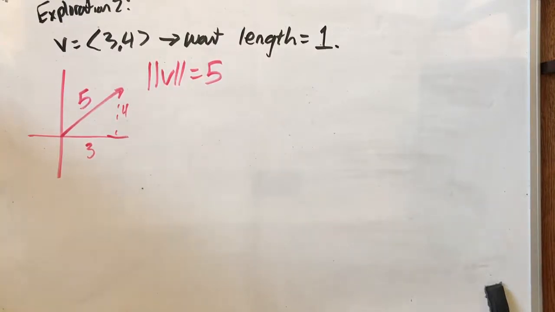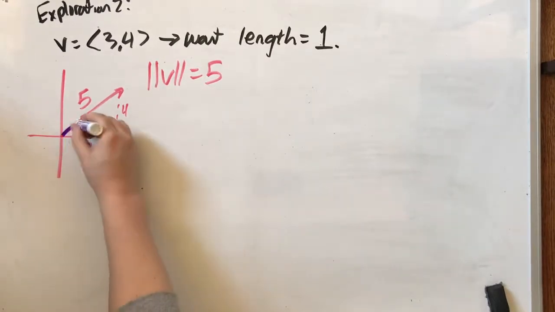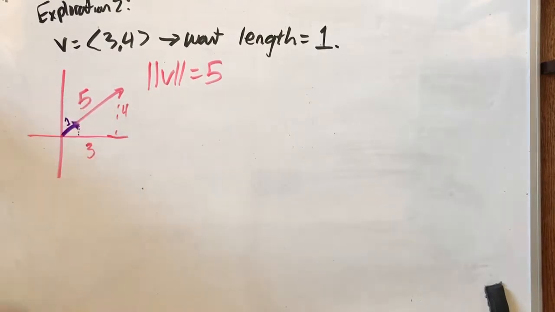So I want you to stop the video for a second, this time actually do it, and see if you can figure out how to reduce this thing so that I have something that's capturing the same direction, but only has a length of 1 right there. All right, so did anyone figure it out?